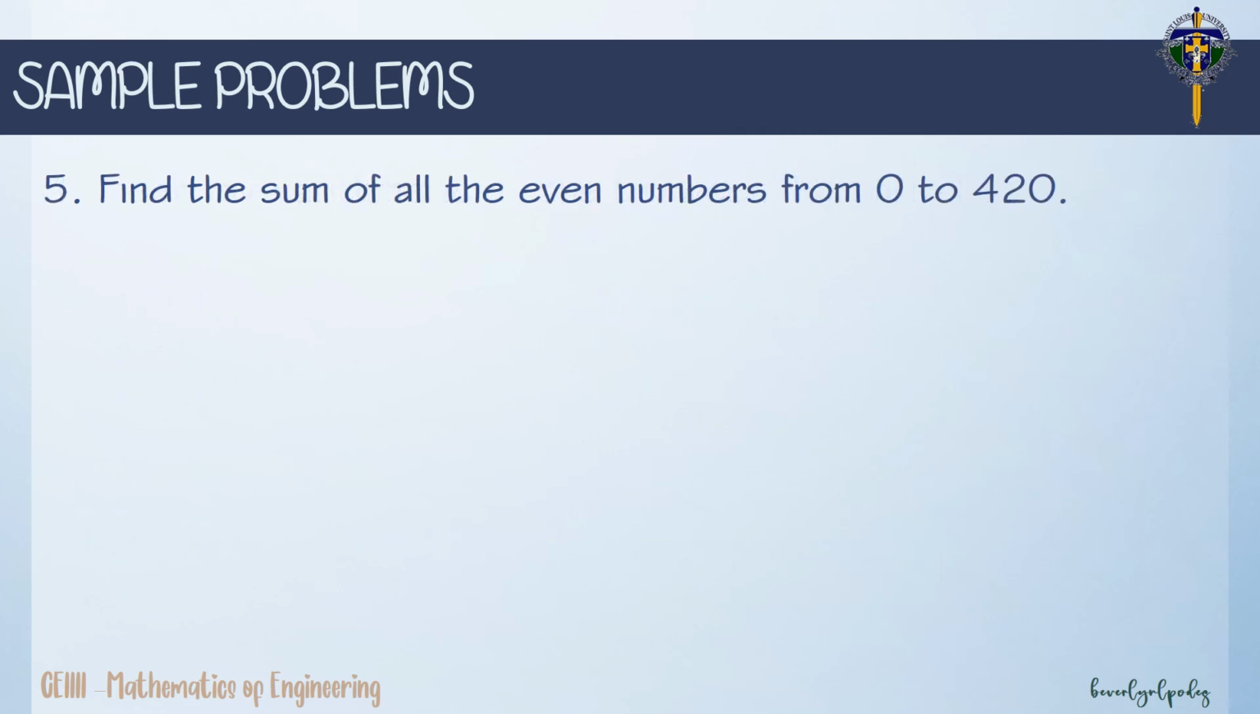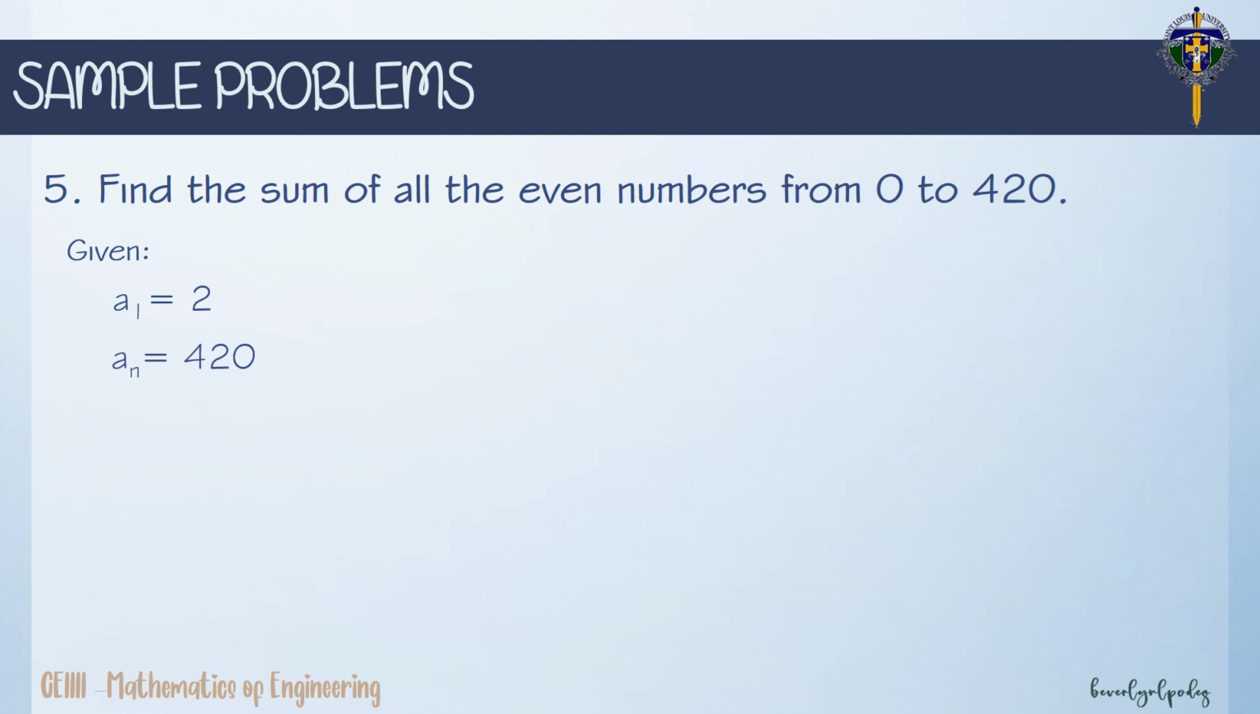Alright, so our last number, find the sum of all even numbers from 0 to 420. So again, the very first step in our approach to solving a problem is to identify the given. So given a1 is equal to 2. Why did we use 2 and not 0? That is because we are talking about the even numbers. We are considering the even numbers in between 0 to 420. So therefore, our a1, the first even number just right after 0, is 2.